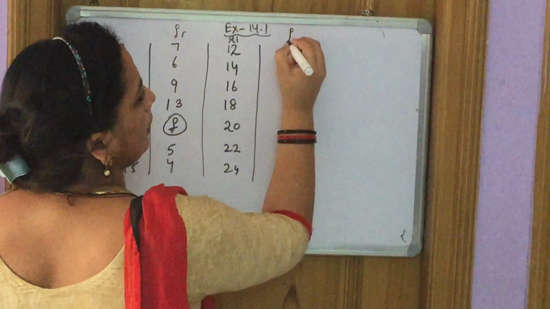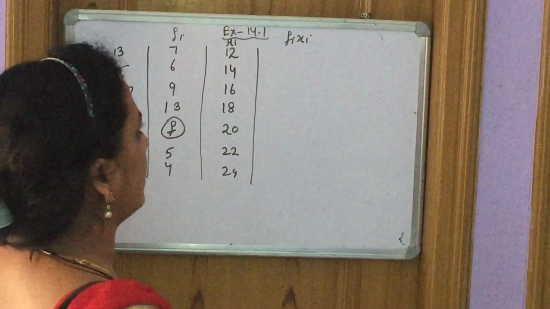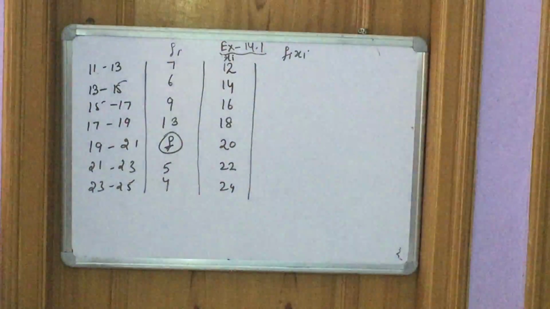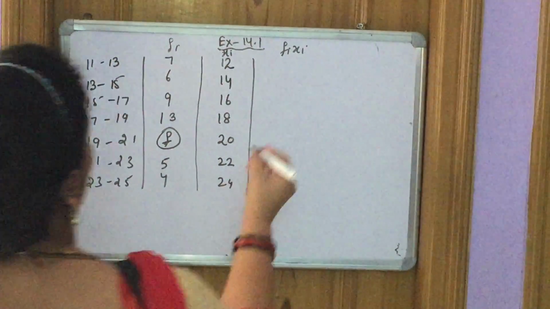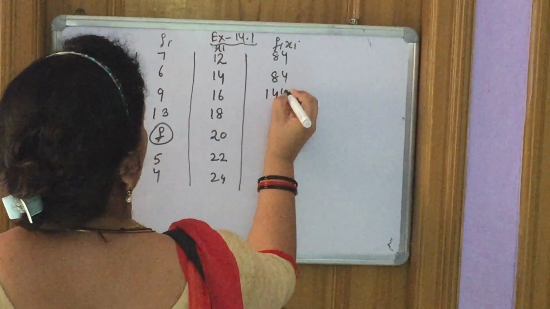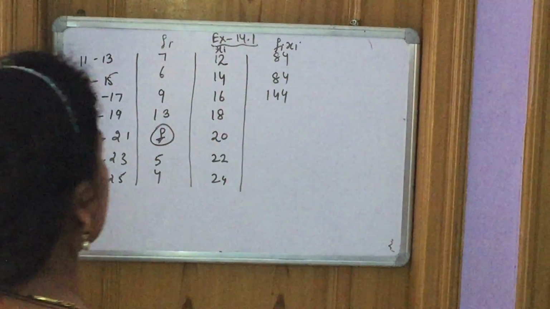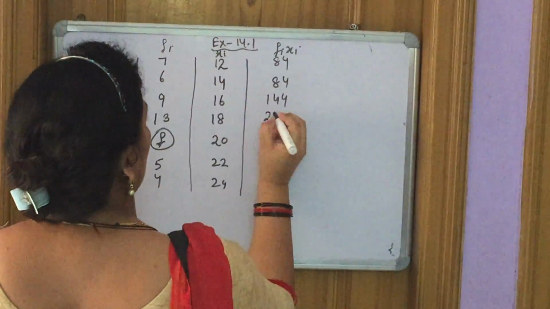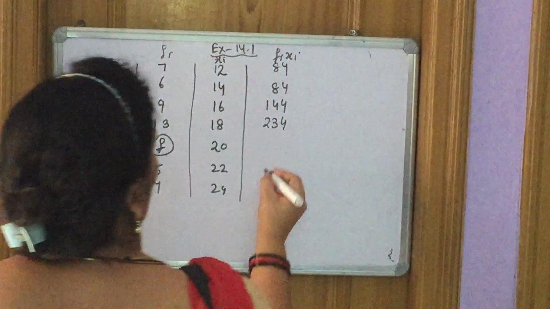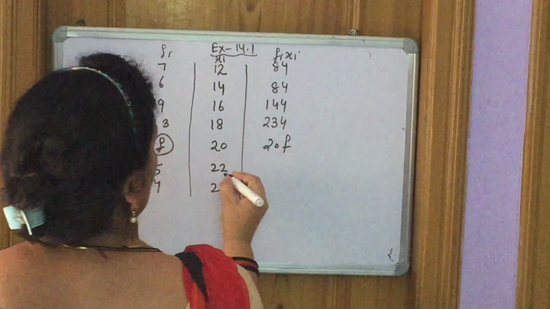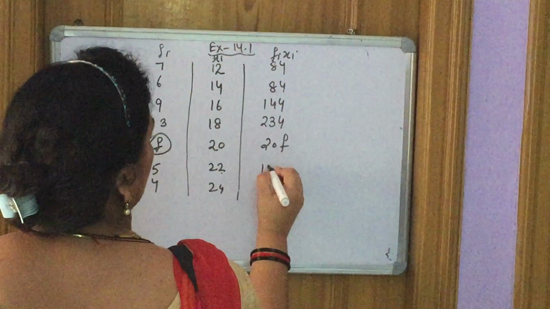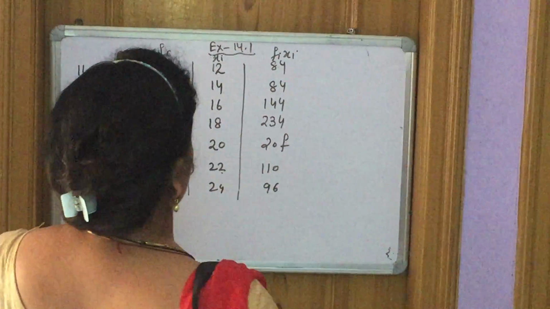So the next column will be fi xi. Now multiply the terms. After multiplication, 12 and 7, we get here 84. Then again 84, 144. In the next term 13 and 18, 234. Then 20 and f, we have 20f. 22 and 5, 110 and 96.